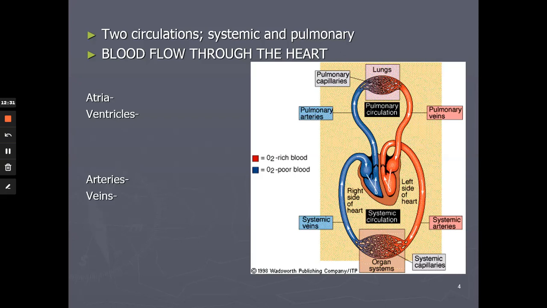Now, first of all, the atria. So we have a heart, four chambers, it's a double pump, and we have two atria. Atria is the plural. Now, atria are the receiving chambers. Okay, so when we're talking about the movement of blood, blood flowing through the heart, they are the receiving chambers. The ventricles, they are the discharging chambers.